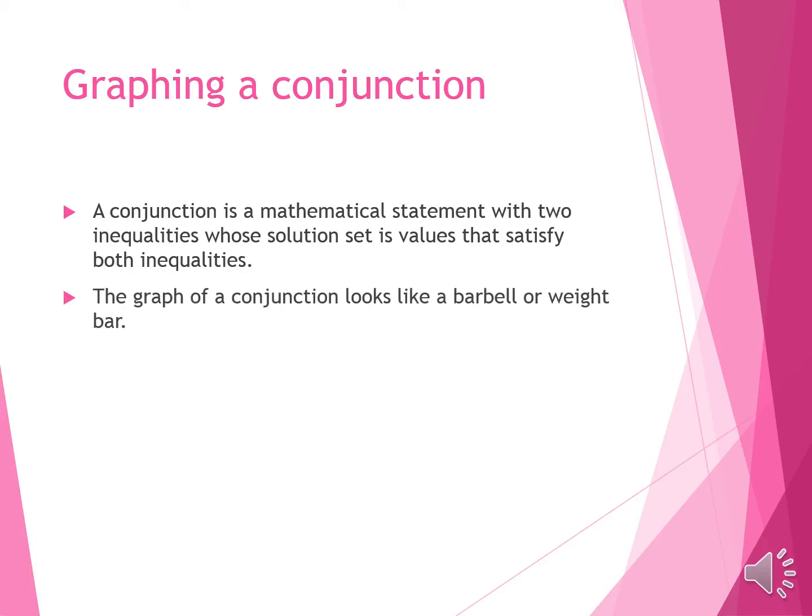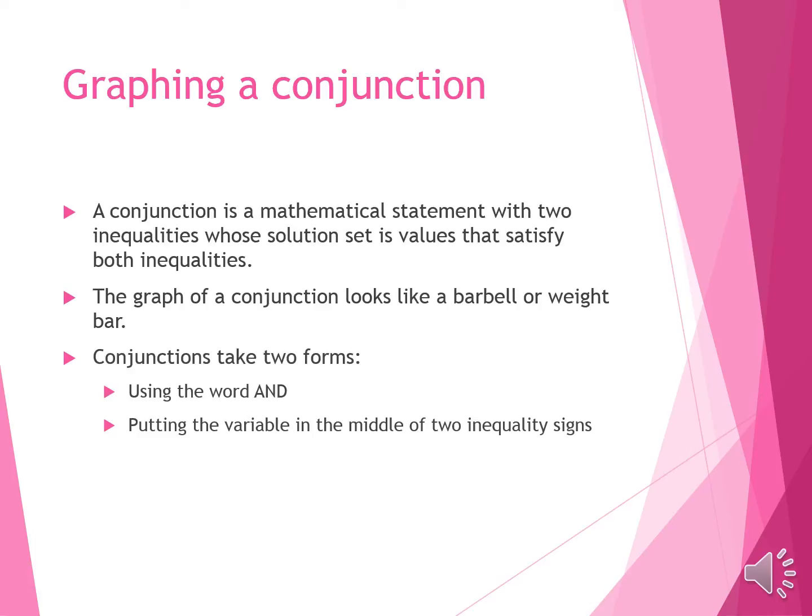The graph of a conjunction will look like a barbell or weight bar. Conjunctions can take two forms. We can use the word and, or we can put the variable in the middle of two inequality signs. Example as such below. Both of those conjunctions are the exact same thing.